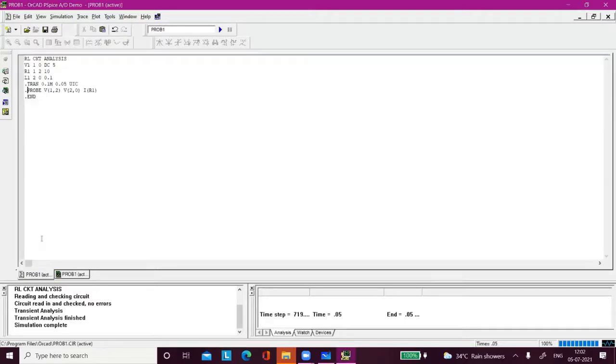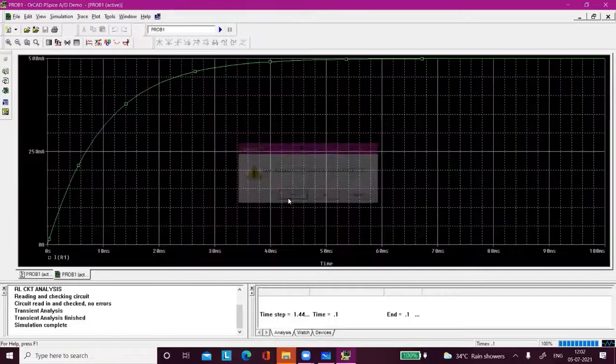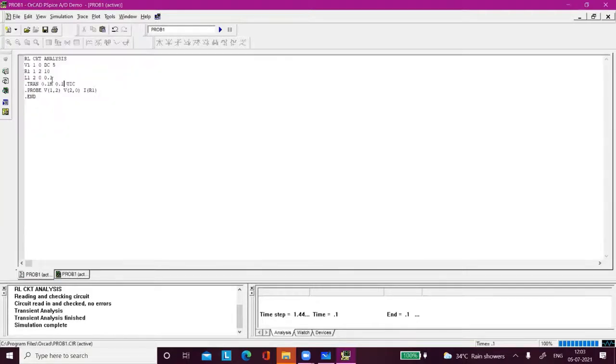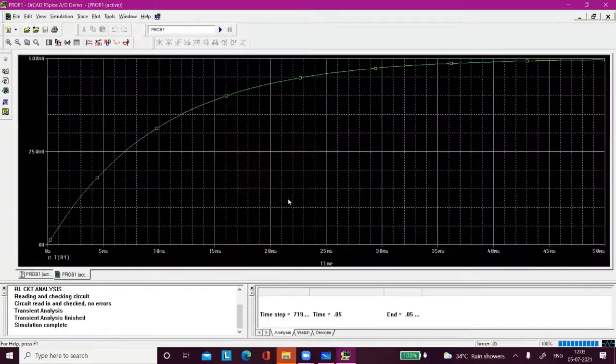You may check the final time; change the final time also. You may find the response up to 0.1 seconds. In that case, if you run the program, we are now doubling the time. Initially we took 0.05 second, that is around 50 milliseconds. So we are changing it to 0.1, that is 100 milliseconds. Again, go back to 0.05 and run the program. This is the nature of the current response.